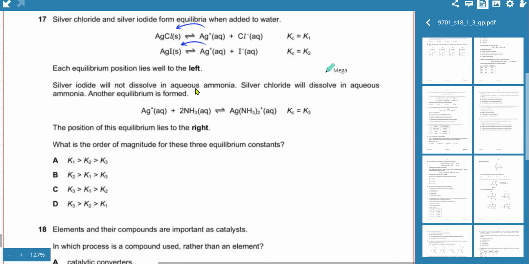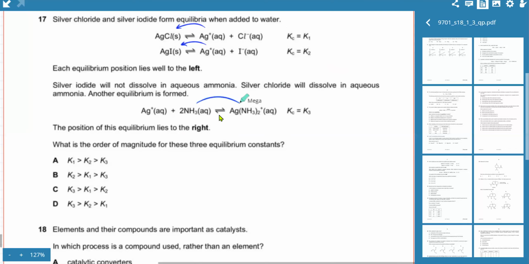Silver iodide will not dissolve in aqueous ammonia. Silver chloride will dissolve in aqueous ammonia. Another equilibrium is formed. So silver ions with NH3 form this complex. The position of this equilibrium lies to the right. So what is the order of magnitude for these three equilibria? Starting with this one, we have to mention which equilibrium is which. So this position lies to the right. So let's focus on this one.